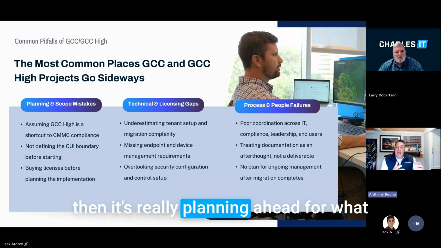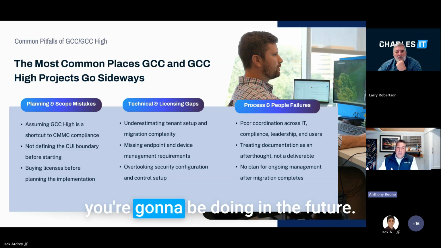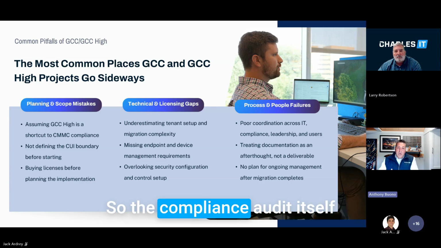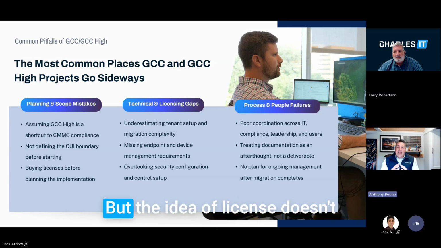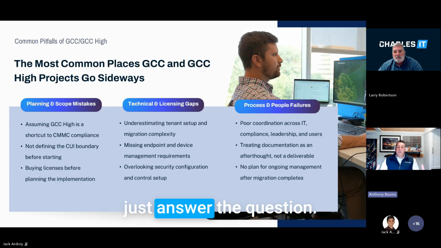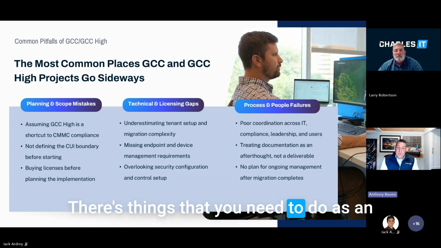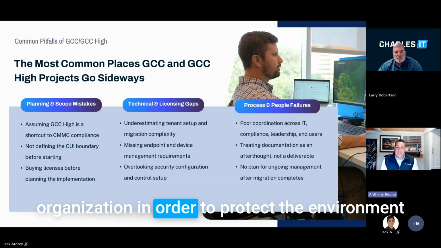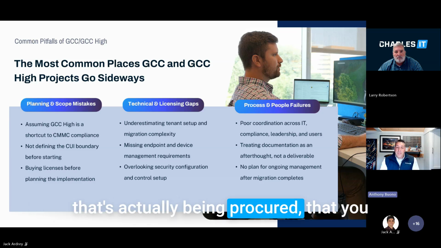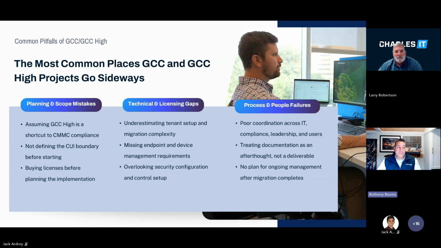And then it's really planning ahead for what you're going to be doing in the future. So the compliance audit itself and what's really happening. But the idea is, a license doesn't just answer the question. There are things that you need to do as an organization in order to protect the environment that's actually being procured, that you actually have access to going forward.